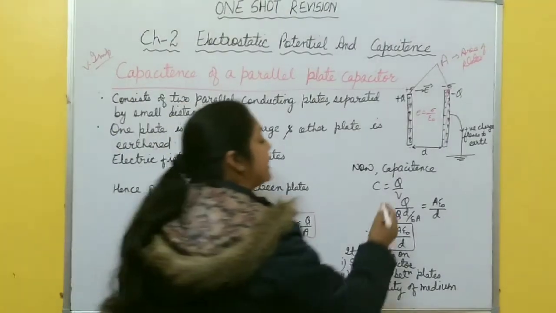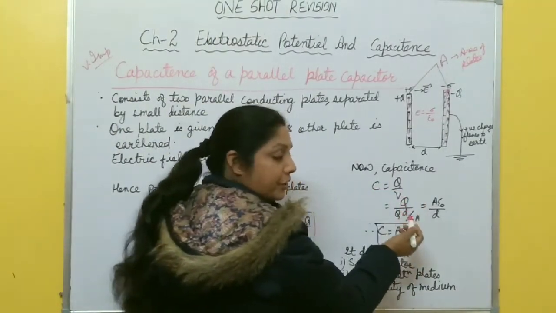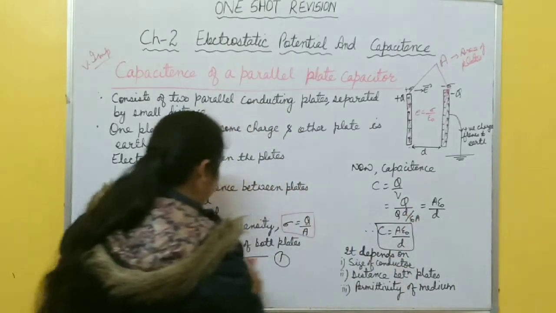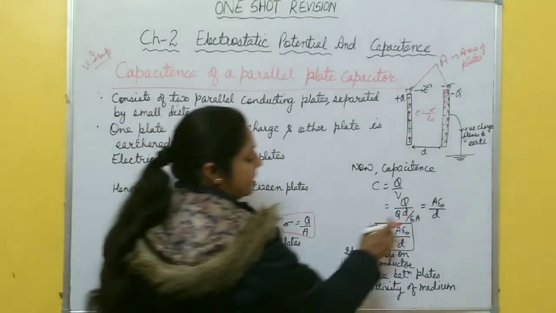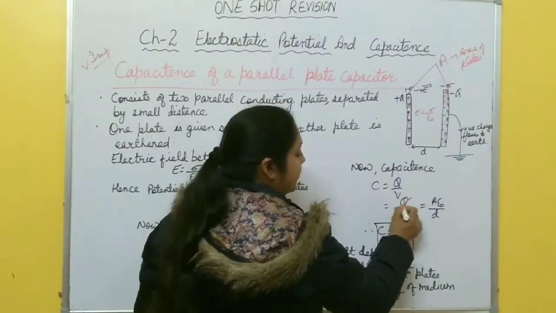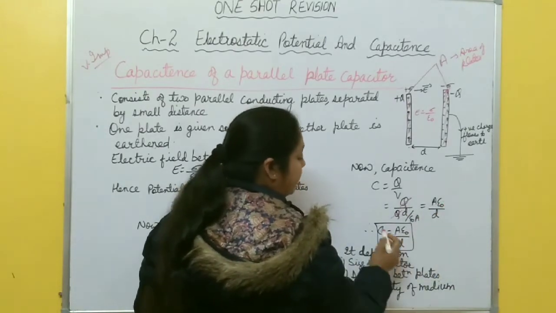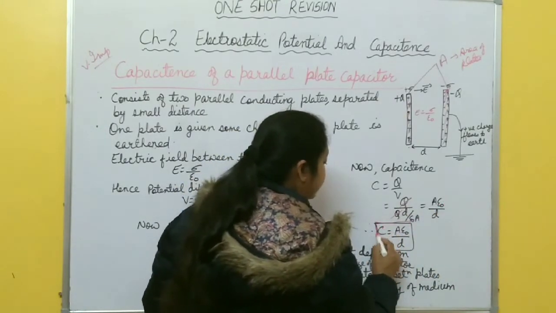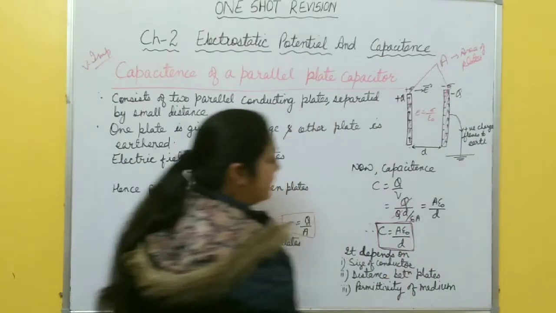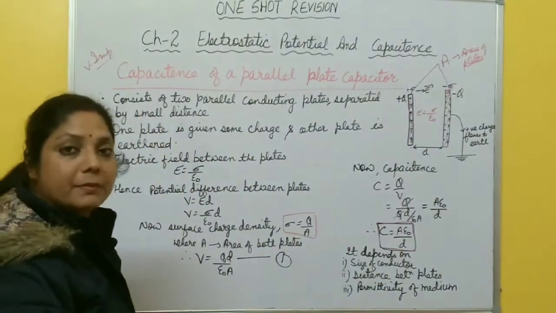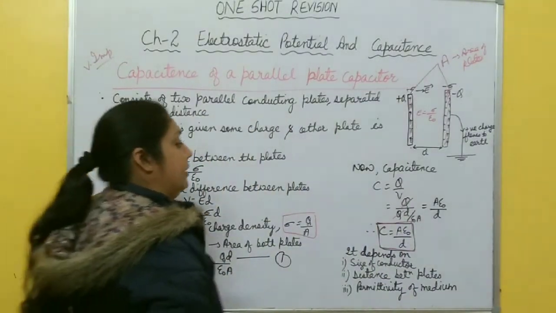Now you have to find the capacitance. So you know C equal to Q by V. V is QD by A epsilon naught, right? Q cancels. It becomes A epsilon naught by D. So the capacitance of a parallel plate capacitor becomes C equal to A epsilon naught by D.